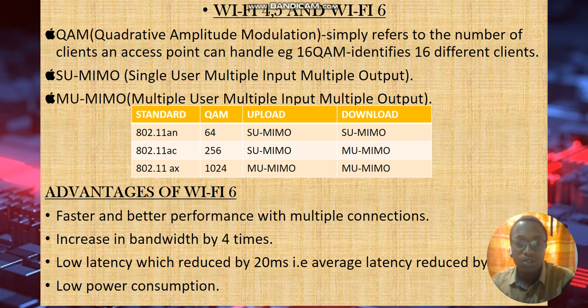Now, what is an advantage of Wi-Fi 6, which is the most recent Wi-Fi standard? It is faster and has better performance with multiple connections. It has increased the bandwidth by 4 times, and has reduced latency by 20 milliseconds, which is an average reduction of latency by 30%. Also, the devices that support Wi-Fi 6 come with low power consumption, so you can basically see the advantage of acquiring or deploying this Wi-Fi 6 model.